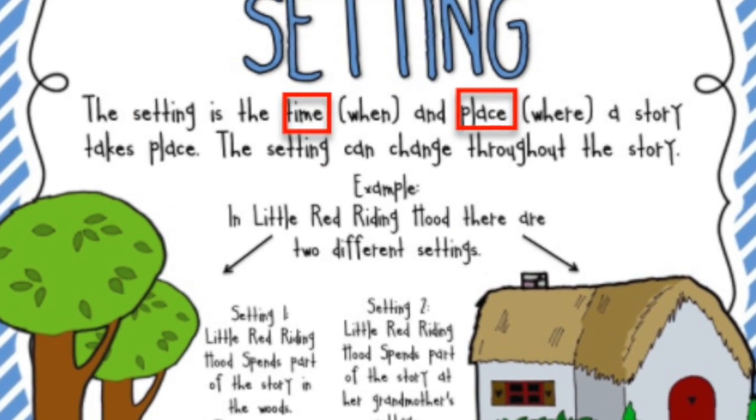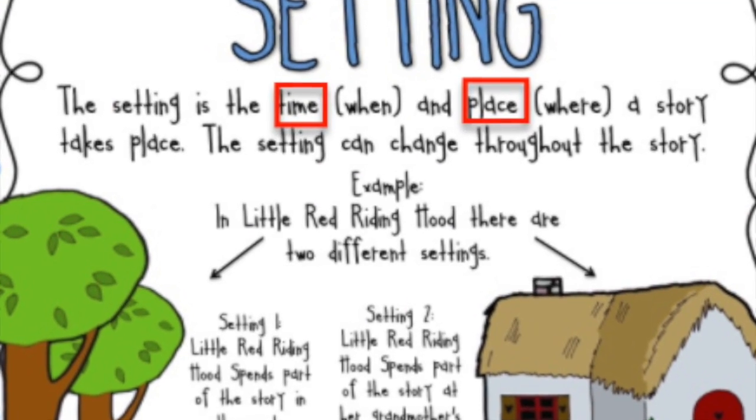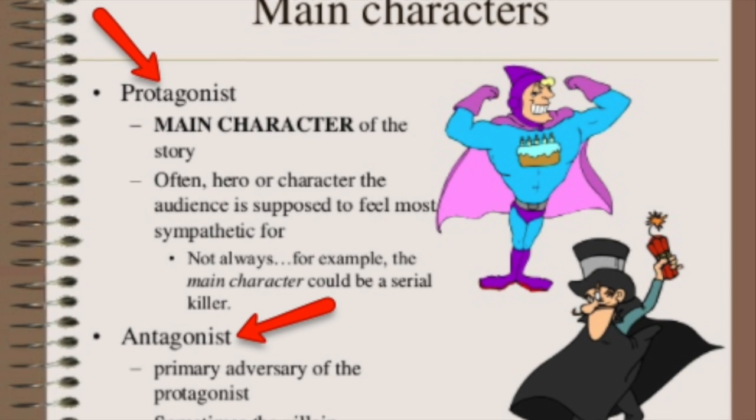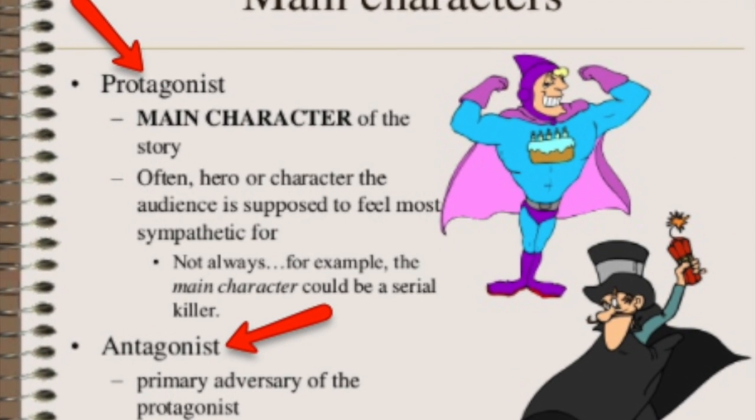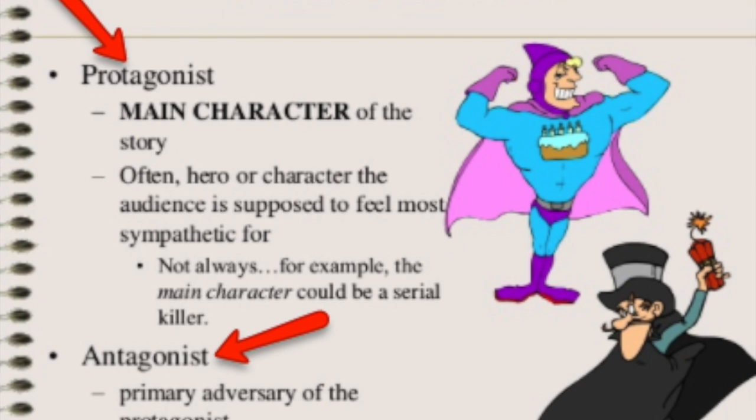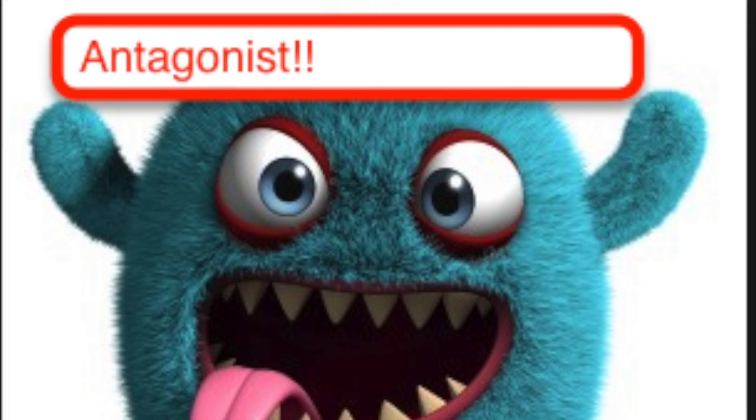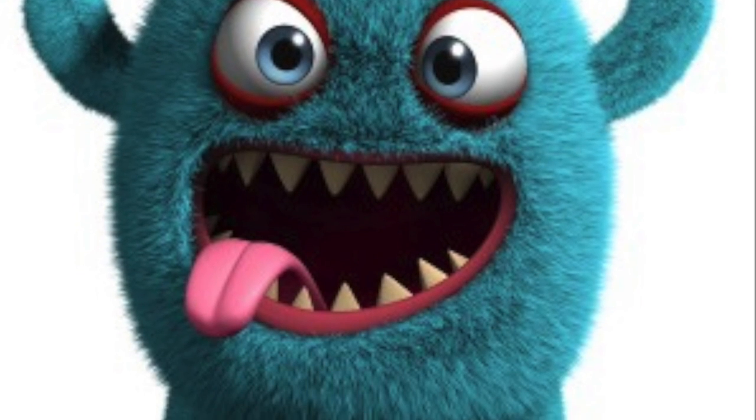Setting is the time and place in which events take place. Characters, there are main characters such as protagonists and antagonists. Protagonists are the heroes, while antagonists are usually the monsters or opposing forces.